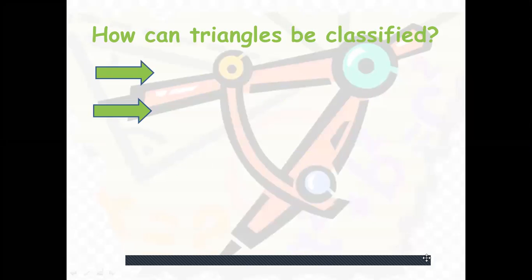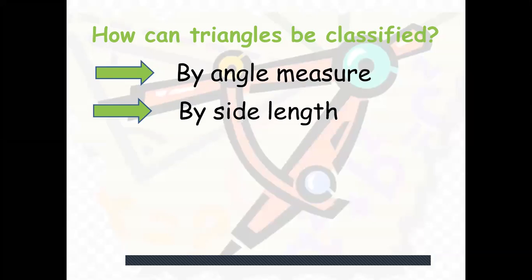They can be classified according to their angles. Because a triangle has three angles, depending on their angle measure we can classify them, or by their side length. So these are the two ways you can classify any kind of triangle. To start with, first let's only concentrate on the angle measure. So how can triangles be classified using their angles?